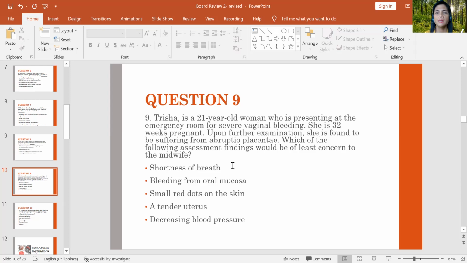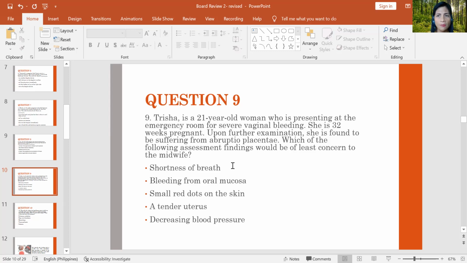A decreasing blood pressure. If you are going to check the BP of the patient, there's a sudden drop of the blood pressure of the patient. And then, severe bleeding is coming out of the vagina. This combination of DIC and abruptio placenta is very fatal, o nakakamatay na sa mother, di ba?